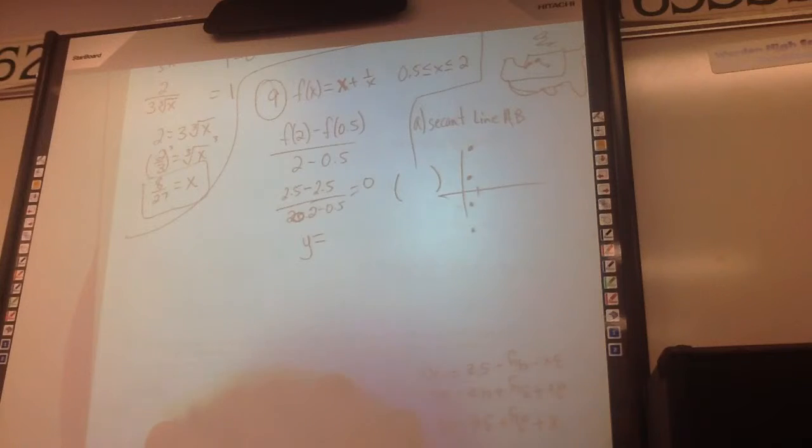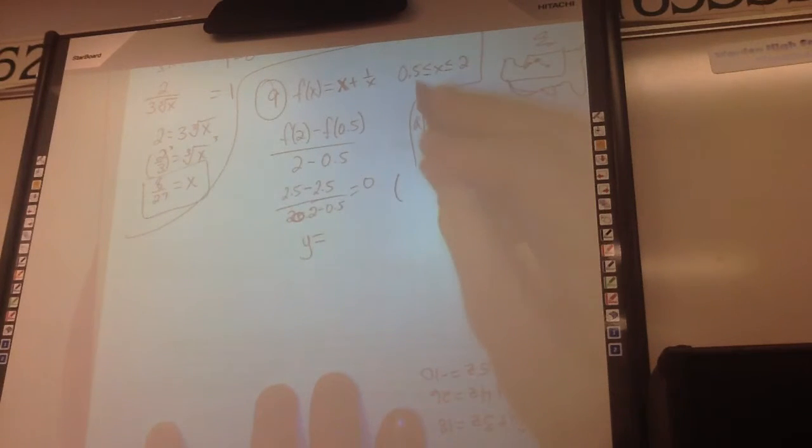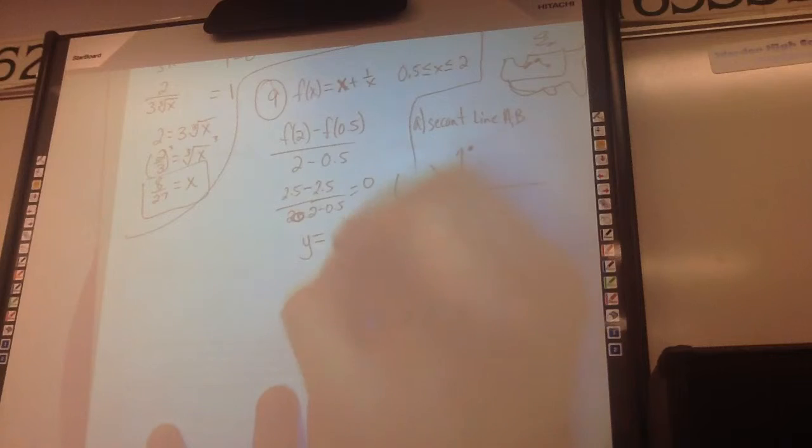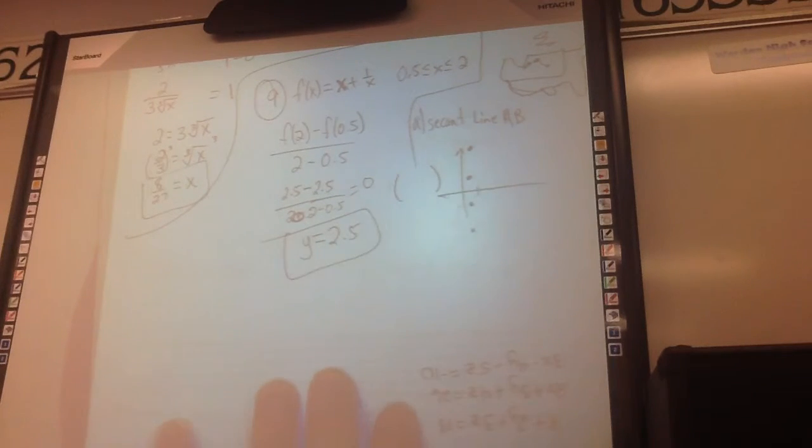It's down in the little... How do you know? Because x is 0.5. What is the y value that goes with it? Plug it in! 2.5. We already did that. I said that.